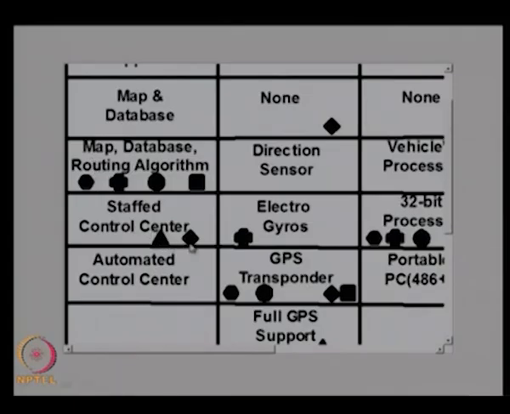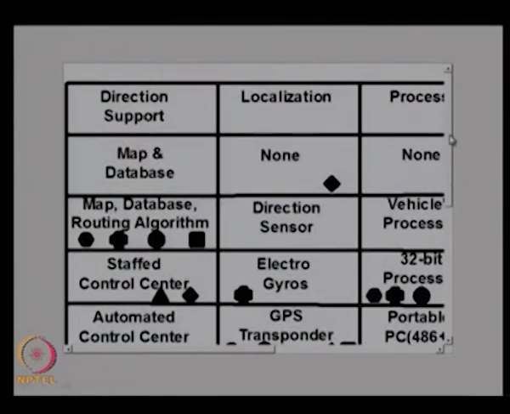Similarly, for the staffed control center, there are 2 operators who provide it, so any one of these can be used for this particular application. So for this generic element of direction support we have many options, we have identified 5 options and we have identified a few real physical components also. So any one of these can be selected.